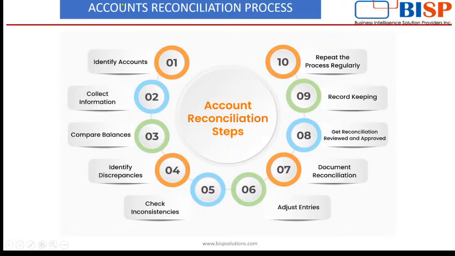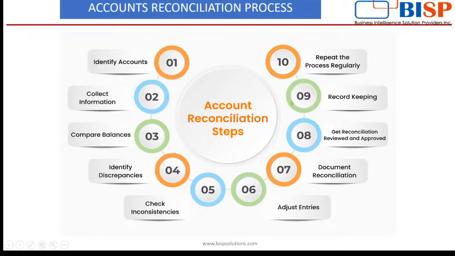Here you find any differences between the bank statement and the general ledger. Then you check for inconsistencies and investigate the reason why this difference occurs. After investigating, you give the adjustment entry. This is the general entry which we give for the adjustment. Then the reconciliation is reviewed and approved. Under this, a manager or a supervisor will review the reconciliation for accuracy and approval.